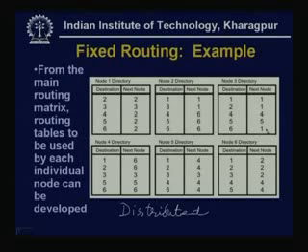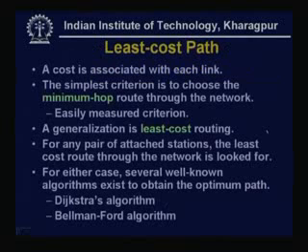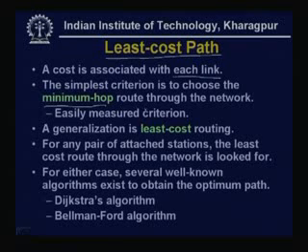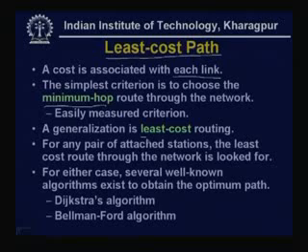The question arises: how will these routing directories be created? They can be created based on some cost. It can be least cost path. As I mentioned, a cost is associated with each link, as we have seen. Now the simplest criterion is to choose the minimum hop route through the network. That means you can find out how many hops the packet will take, and based on that, a routing table is created.